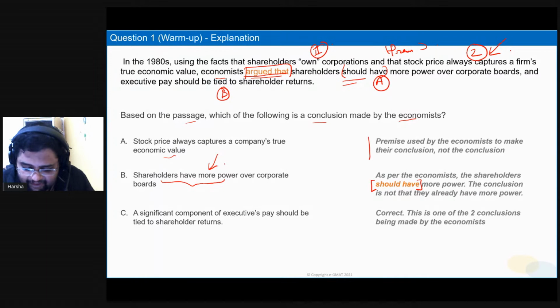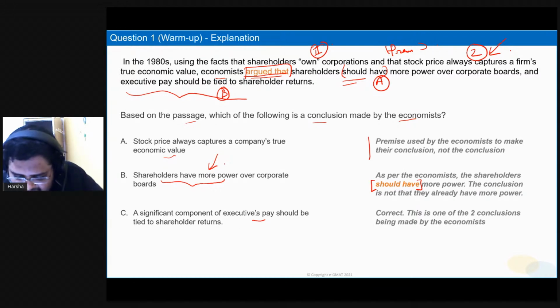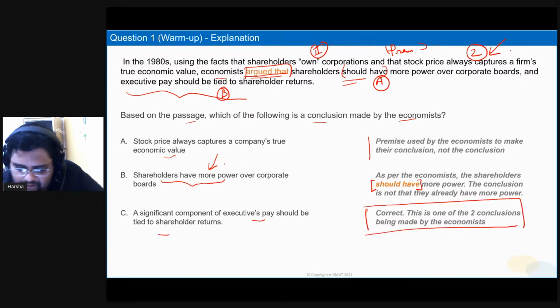A significant component of executive pay. What is given here is that executive pay, that is all executive pay should be tied to shareholder returns, which definitely means a significant component of executive pay should be tied to shareholder returns. This is the only correct answer for this question. It's one of the 2 conclusions being made by the economists.